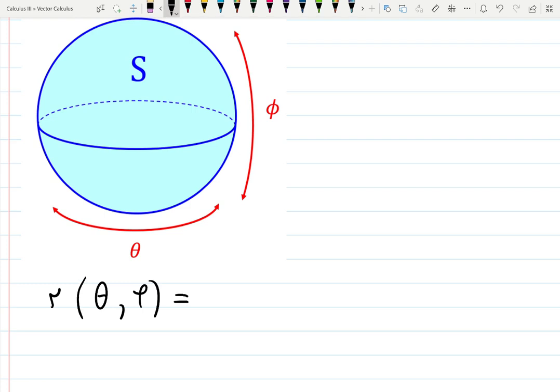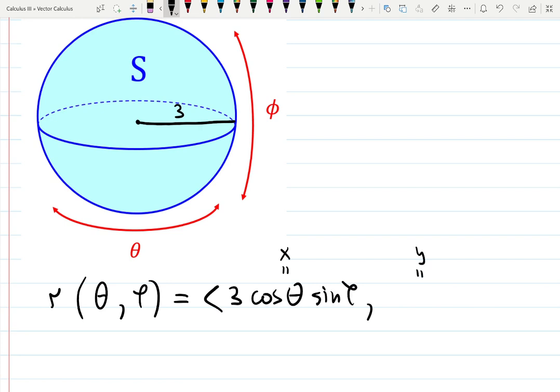And then you remember the formula for the radius. So let me maybe write down. Radius is fixed. It's not a parameter, 3. And then we have x. Remember, maybe if you don't remember, write down like so. X is 3 cosine theta sine phi, comma. Y is 3 sine theta sine phi. And then z was the only one that has 3 cosine phi.